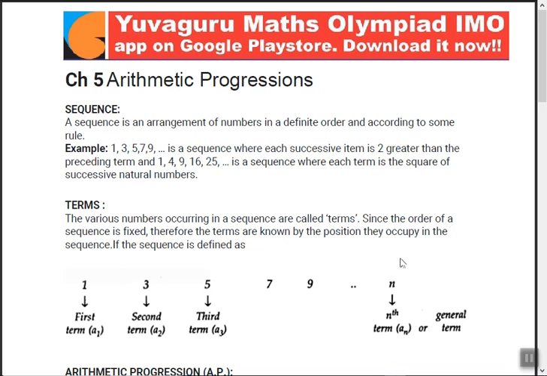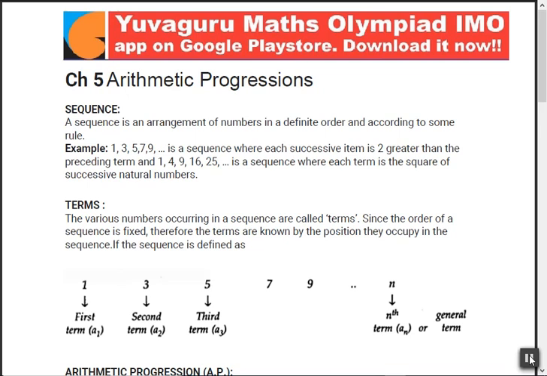N is not defined; it means there is no definition. It can be infinity. So the point in this chapter is to find these infinite values, or get some rule, some formula, so that you can find any number in any sequence. That is the basic objective of this chapter.